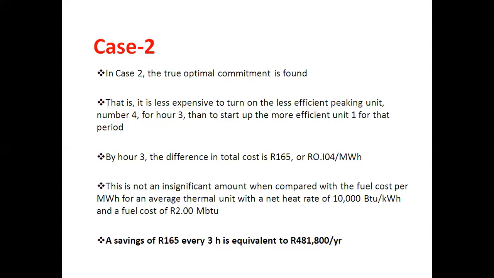So rather than going for the efficient unit, we will go for the less expensive unit, which is not efficient, that is unit 4, in order to meet the load demand at the third hour. Using that concept, we will save rupees 165 in every third hour, which is equivalent to rupees 4,81,800 per year that we will save for the third hour.